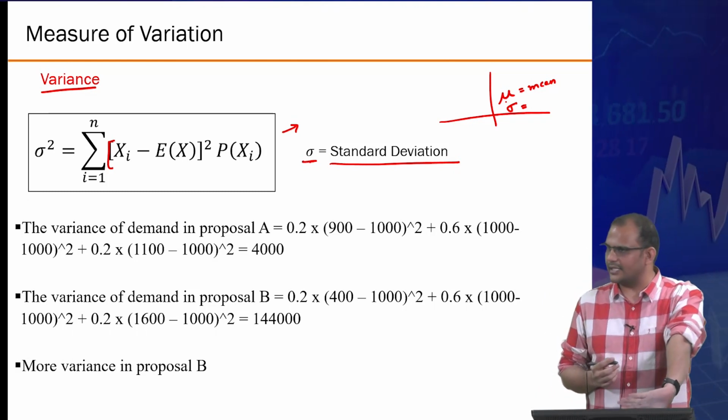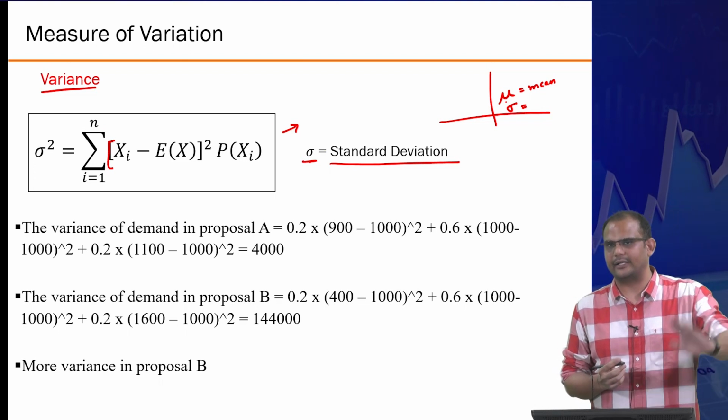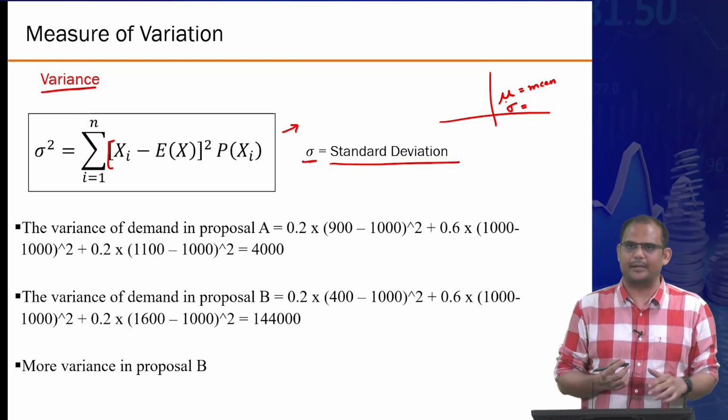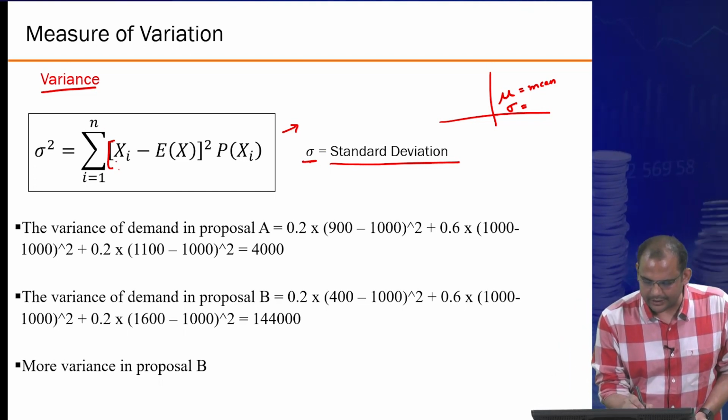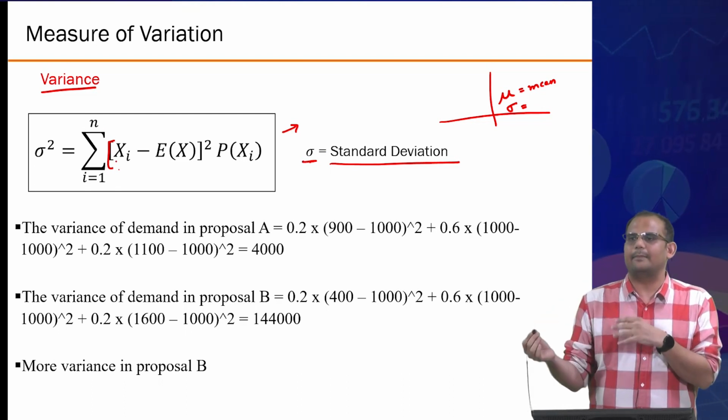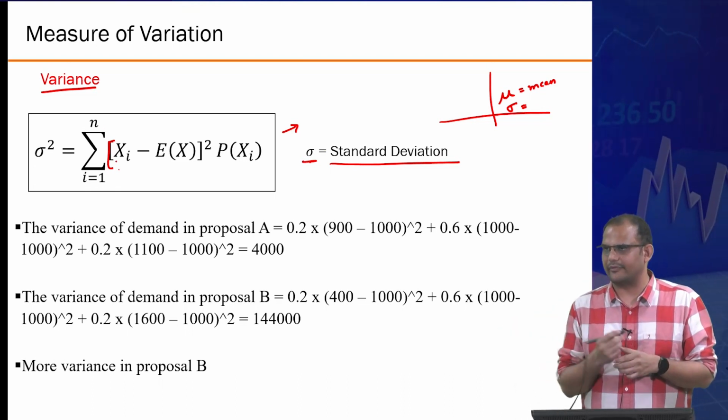I'm not explaining this, but again, please go through that write-up that I have sent. If you're not able to understand the basic definition, let me know. But essentially, you take the original xi value minus the expected value, squared, multiplied by the probability, and then you take the sum of that series.